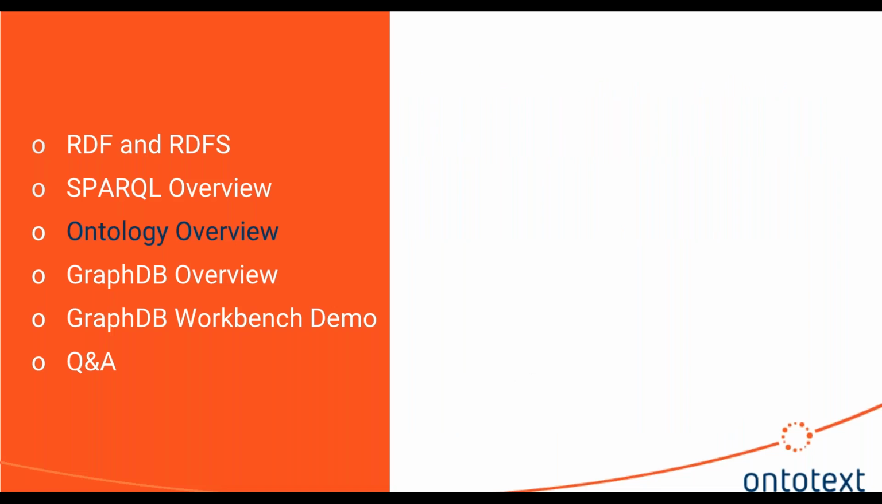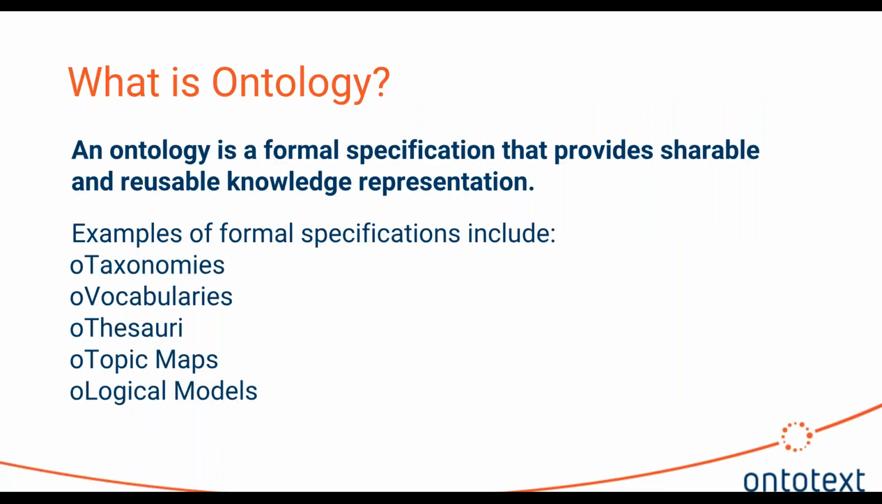Now we're going to quickly discuss ontologies. An ontology is a formal specification. It provides shareable and reusable knowledge. So some examples of formal specifications include taxonomies, vocabularies, thesauri, topic maps, logical models. An ontology is what you use when you want to store some domain knowledge and share it across various instances, across various groups, etc. This gives you the capability for having some specific data about your data.